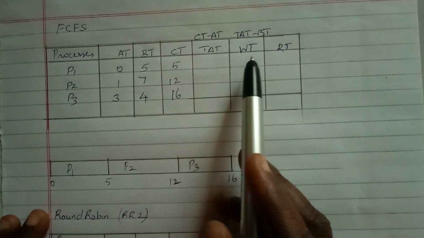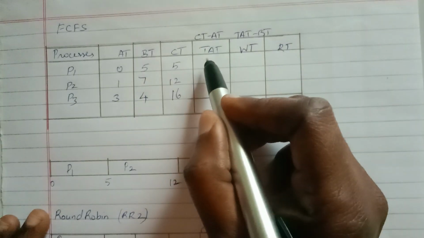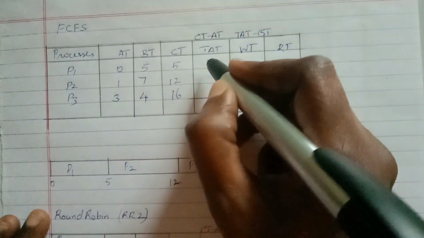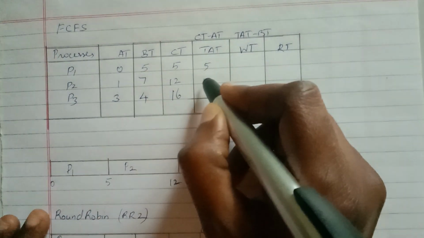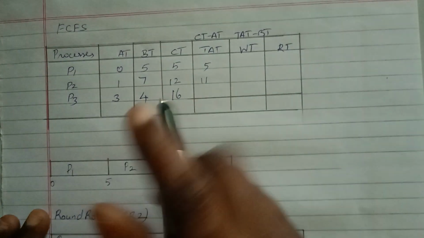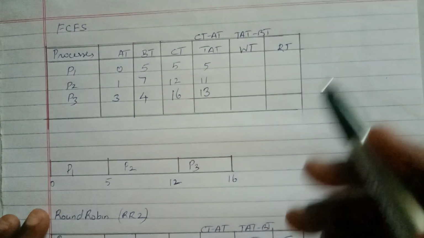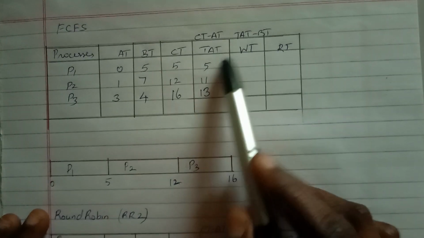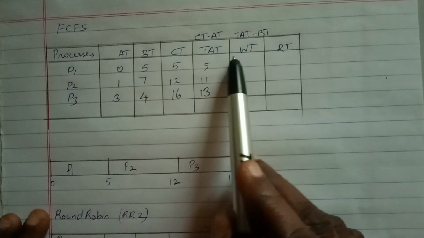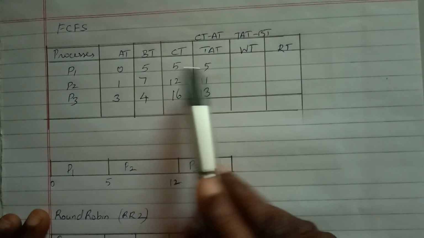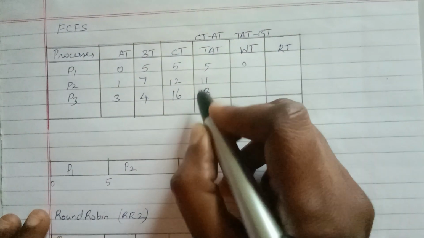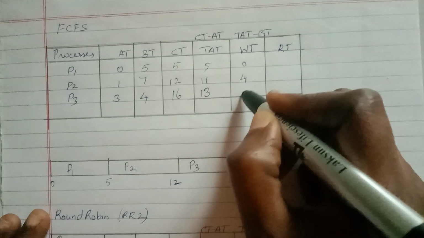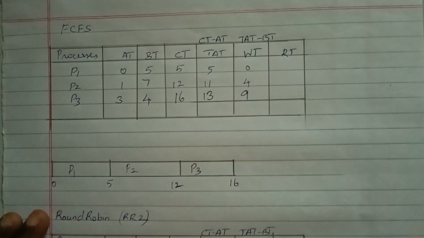So what is the turnaround time? Turnaround time is calculated by completion time minus arrival time. So 5 minus 0 is 5, 12 minus 1 is 11, and 16 minus 3 is 13. Now waiting time. Waiting time is turnaround time minus burst time. So 5 minus 5 is 0, 11 minus 7 is 4, and 13 minus 4 is 9. So this is the waiting time.